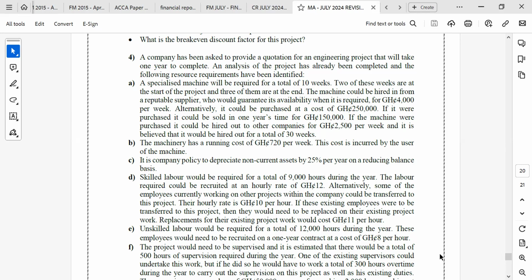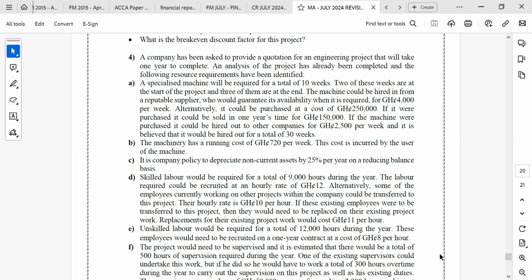No. Depreciation is a non-cash item. We are not including the depreciation because it's a non-cash item. Relevant cost should be cash flows, and also future cash flows. So depreciation is ignored because it's a non-cash item.